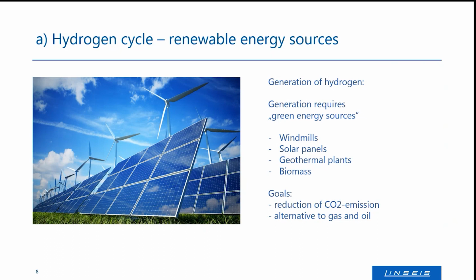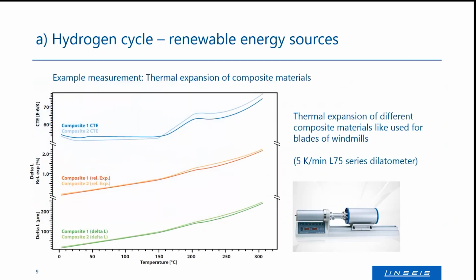So first of all, we start with the hydrogen generation. We start with renewable energies. The so-called green energies are, as I mentioned, windmills, solar panels, geothermal plants, biomass. The goal is the reduction of carbon dioxide emission, of course, and also to try to reduce nuclear waste. And it's an alternative to gas and oil sources or resources.